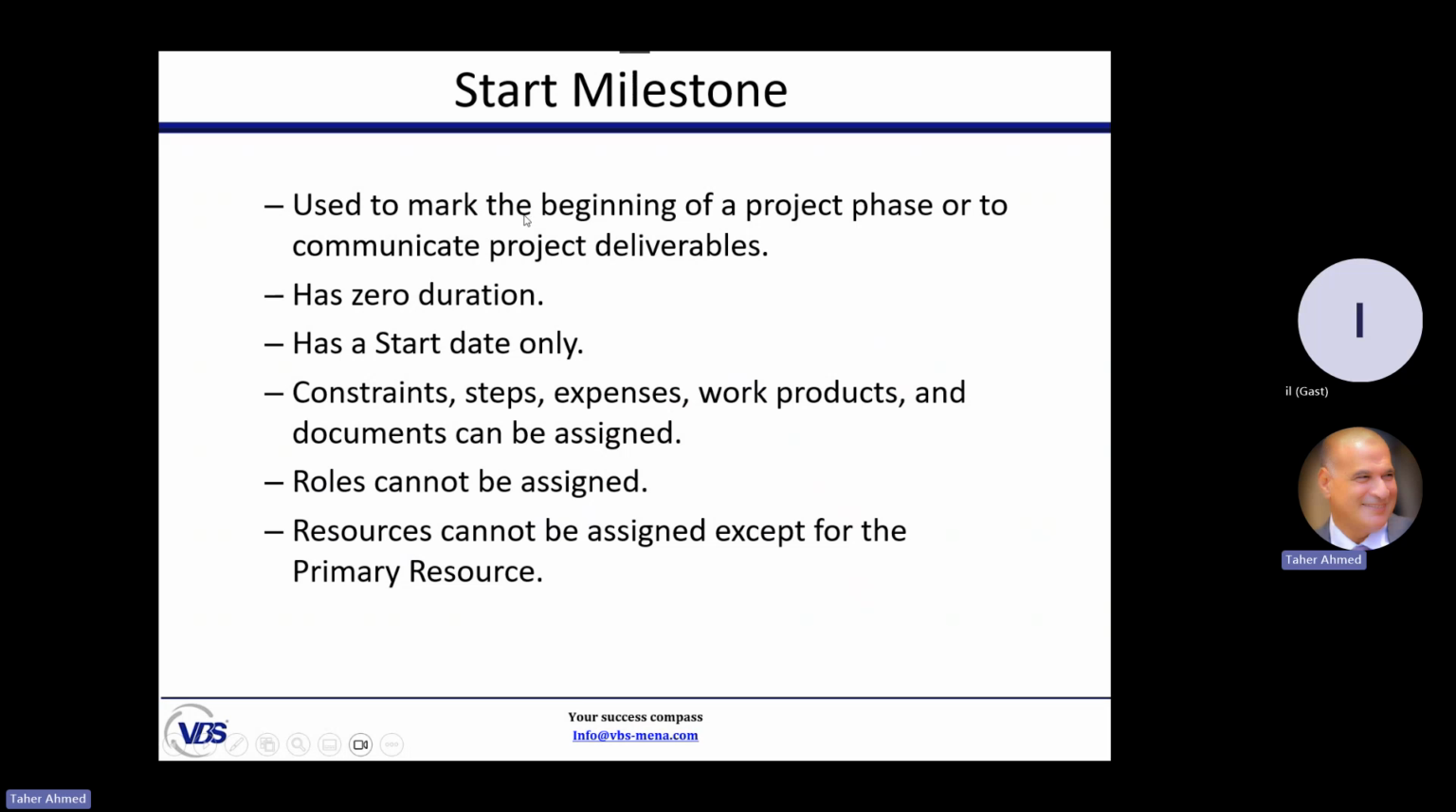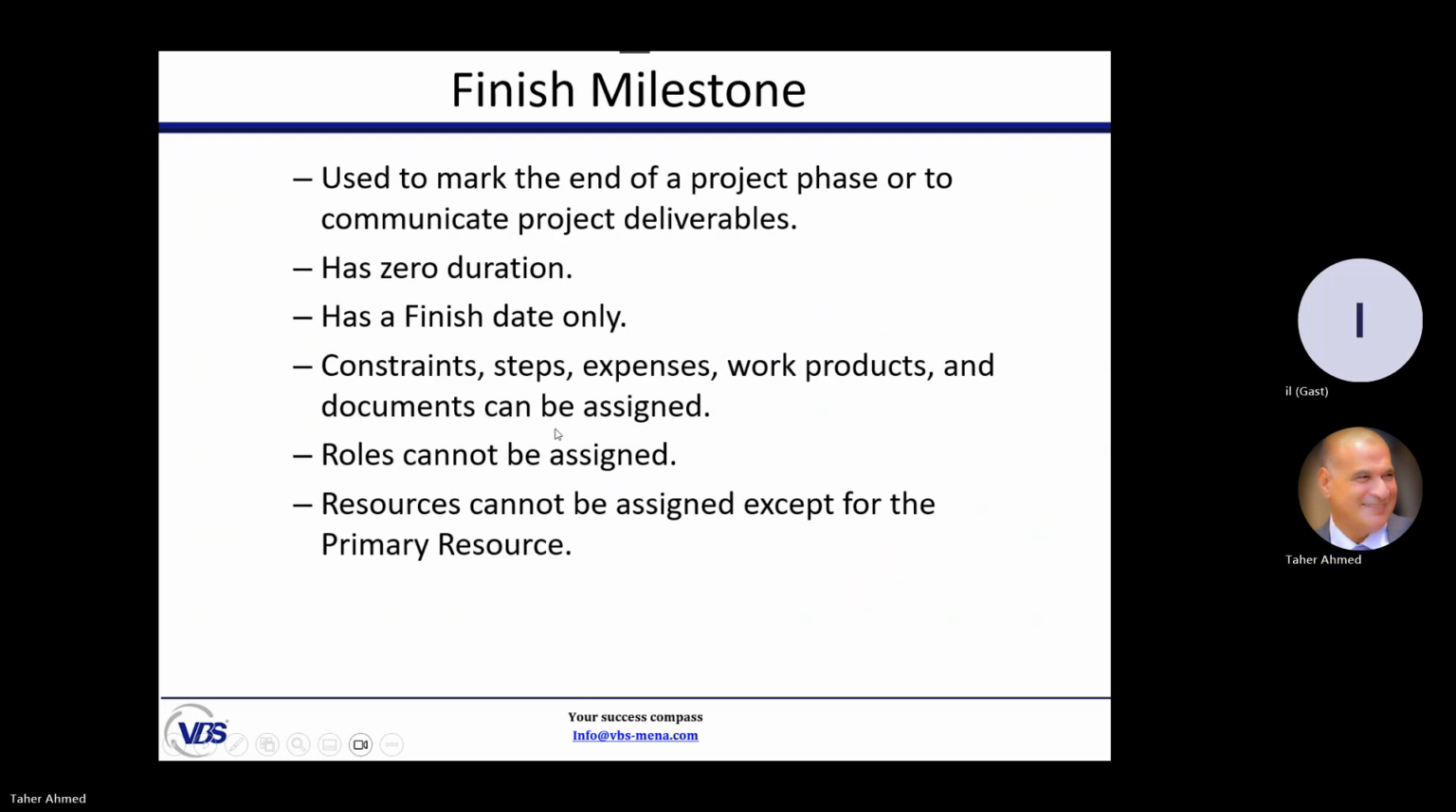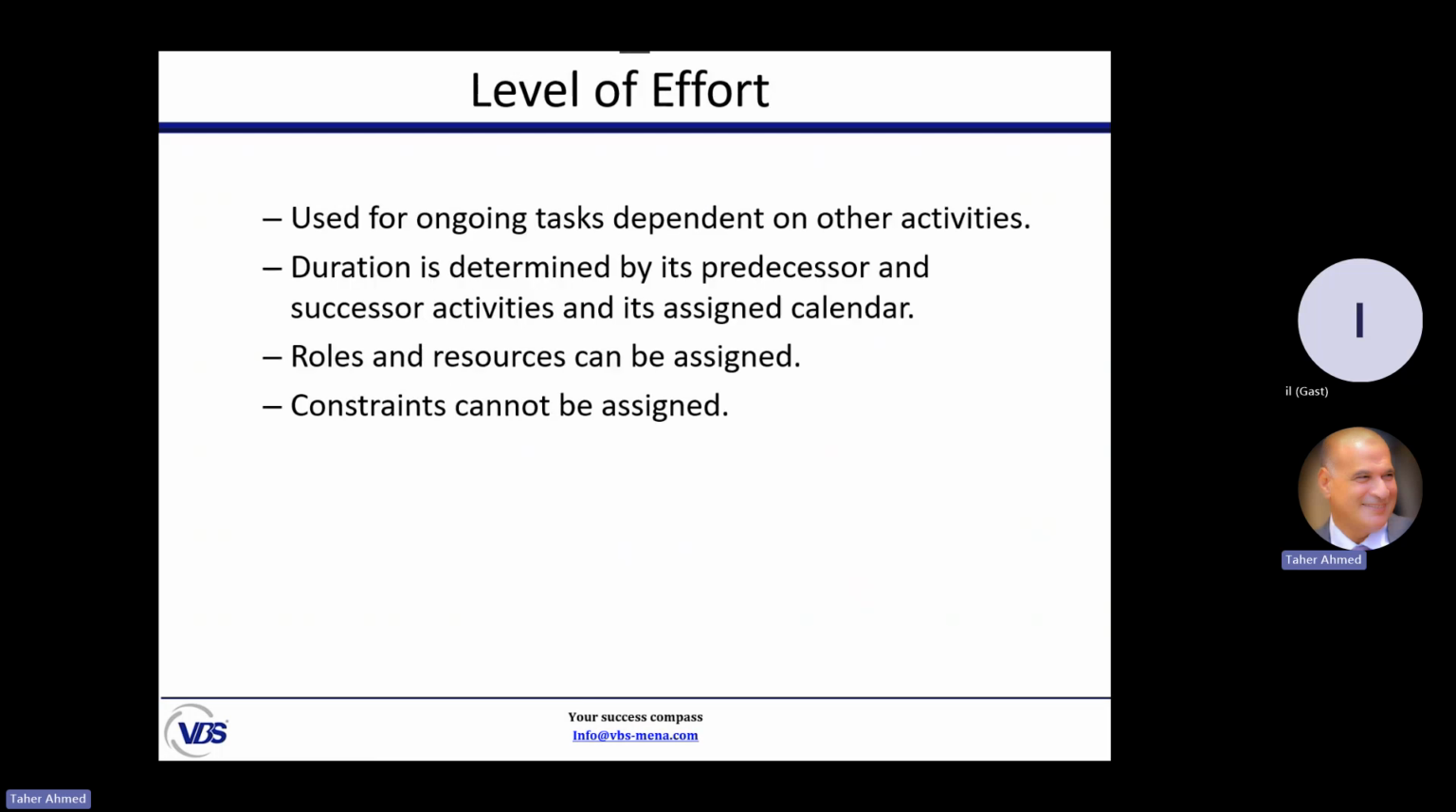Start milestone, we use it to mark the beginning of a phase, group of projects, or deliverable. It has no duration. It has a start date only, no finish date. We can put constraints, steps, and so on. We cannot assign a resource, we cannot assign a role. Finish milestone is the mark of the end of an activity. It has 0 duration. It has a finish date only, and you cannot assign a resource or role.